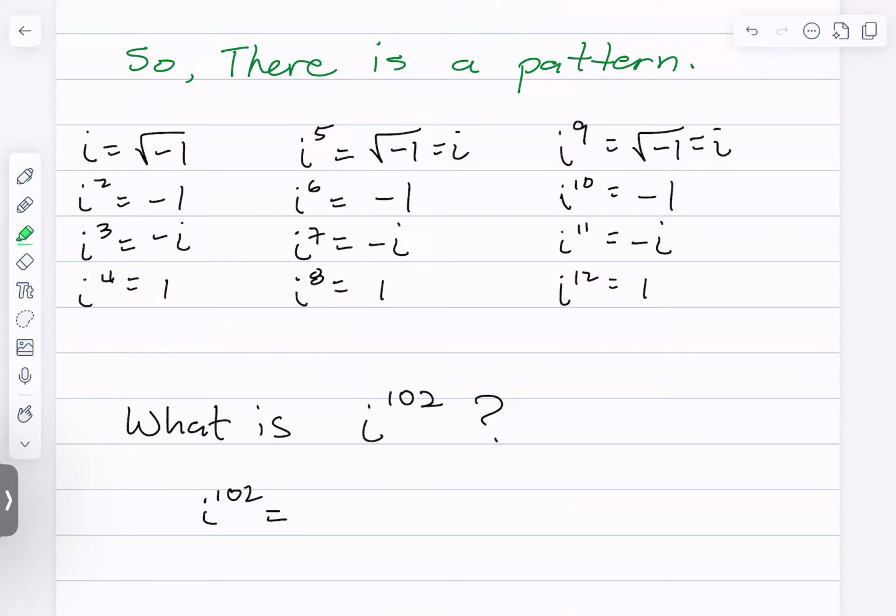So my question to you is, what is i to the 102 power? No one expects you to sit there and go through this process by hand. What do you think we should do? Hint, there's 4 different values for i.